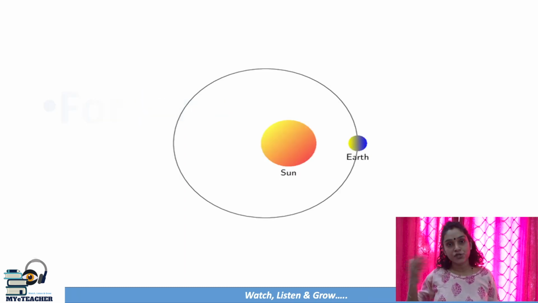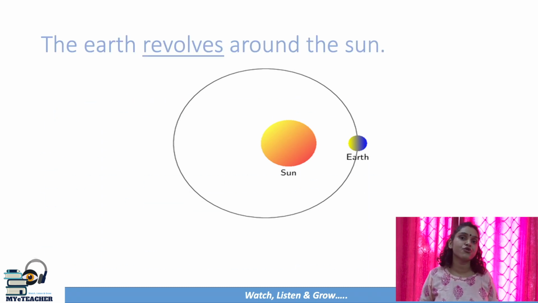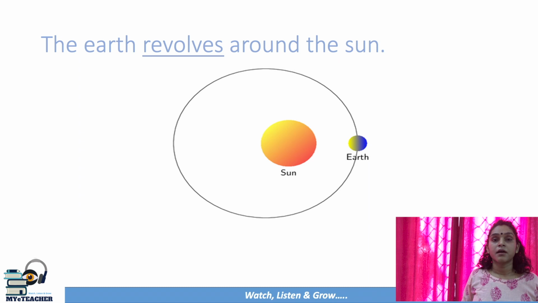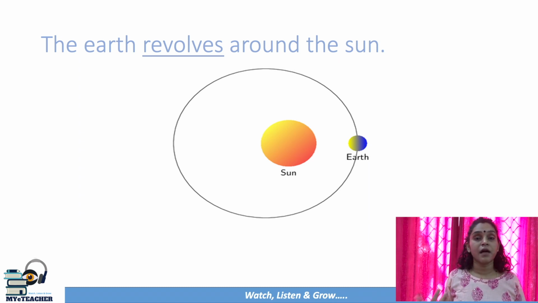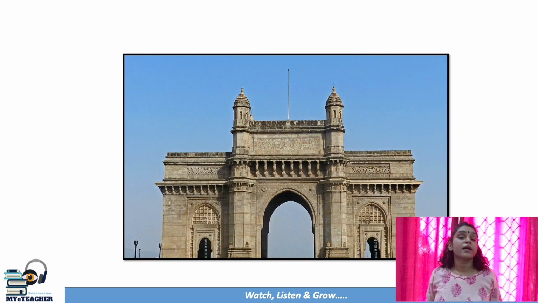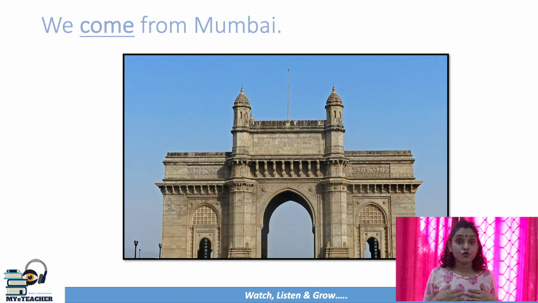For facts or universal truths, the sun rises in the east. It rose in the east yesterday, it did so today, and will continue to do so in the future. The earth revolves around the sun. It is something that happens every single day. We come from Mumbai. I belong to that city, and hence it's a fact and expressed in simple present tense.